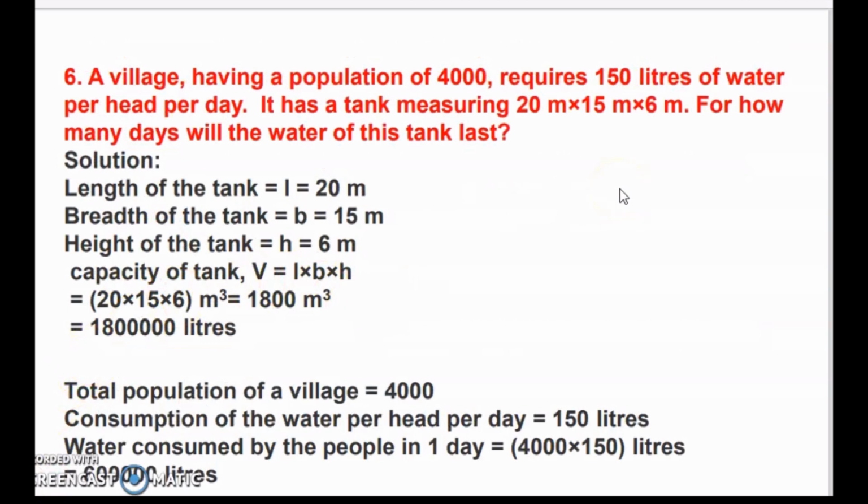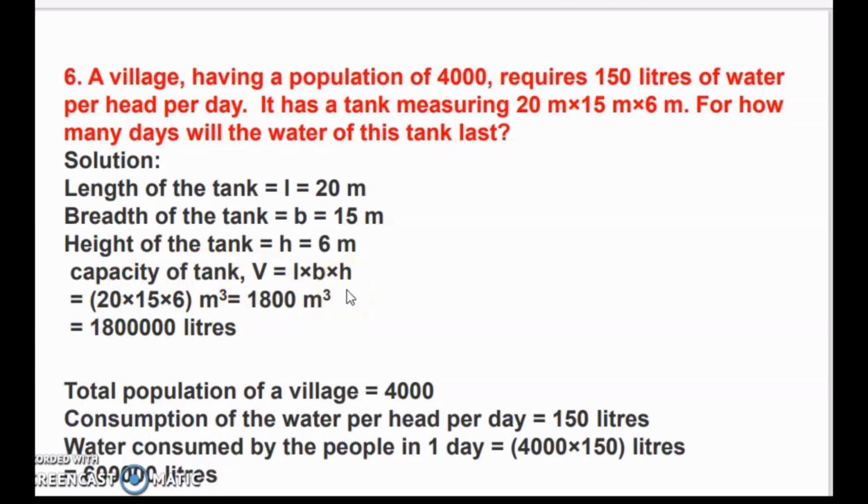A village having a population of 4,000 requires 150 liters of water per head per day. It has a tank measuring 20 meter by 15 meter by 6 meter. For how many days will the water of this tank last? First step, you will find out the volume of this tank that is there in the village. Now dimensions are given in meters, all three. So you will get the volume in meter cube.